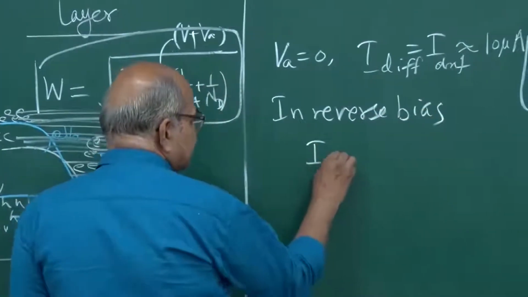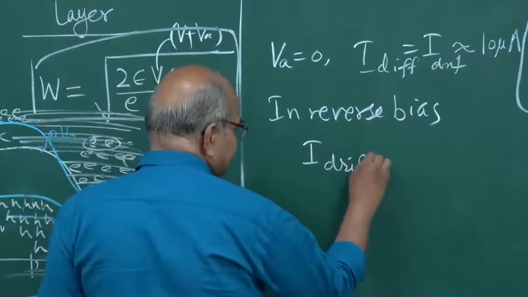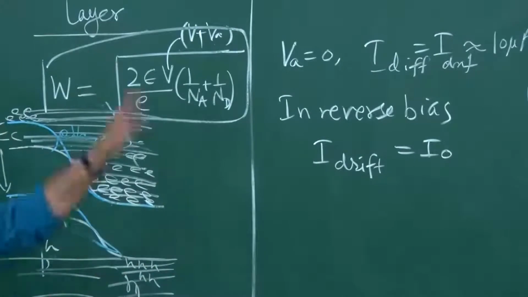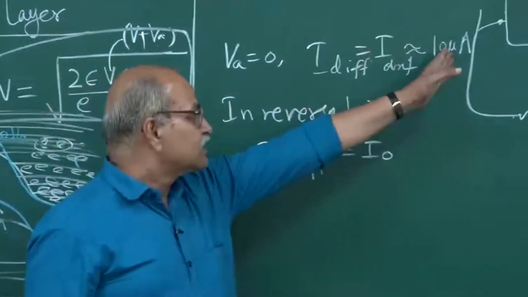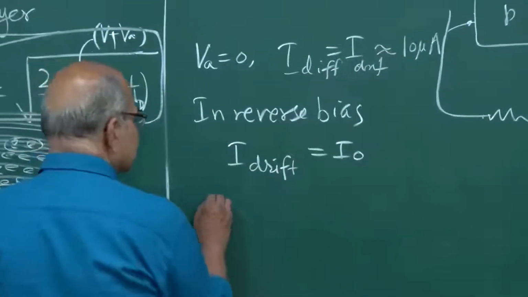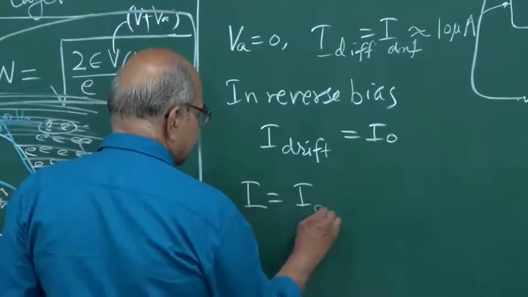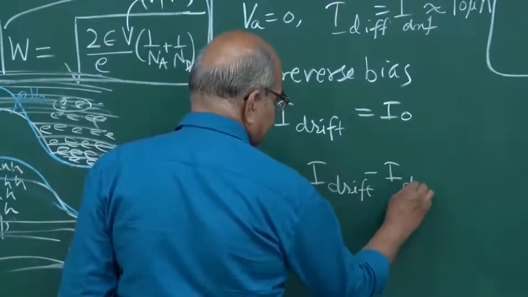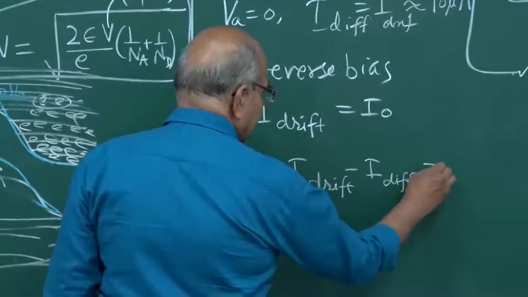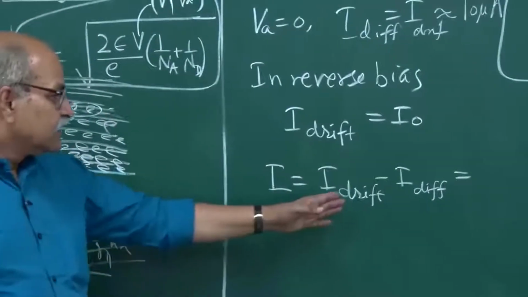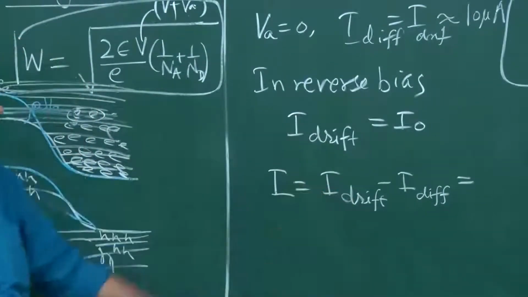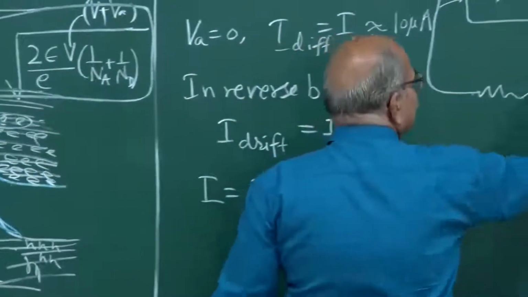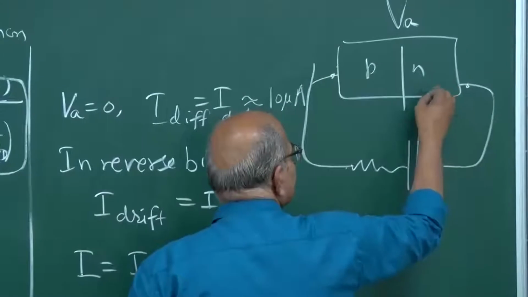This I drift is almost the same, almost does not change, but the diffusion current goes down. Already it was this, but it goes down, and therefore this net current, which is now I drift minus I diffusion, will be in the opposite direction, in the direction of that drift. So, your current is in this direction. So, that is the expected direction from the cell also, N to P.